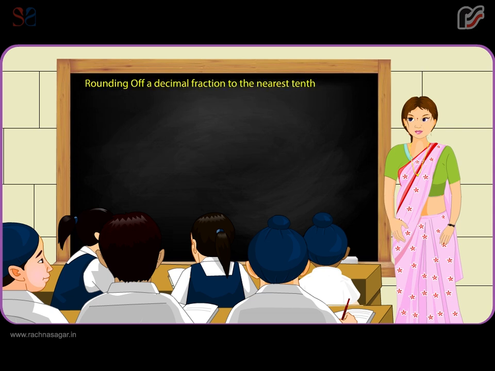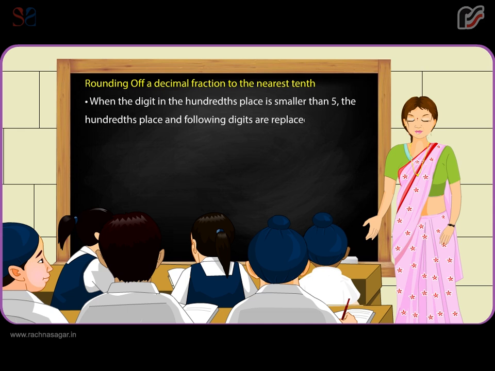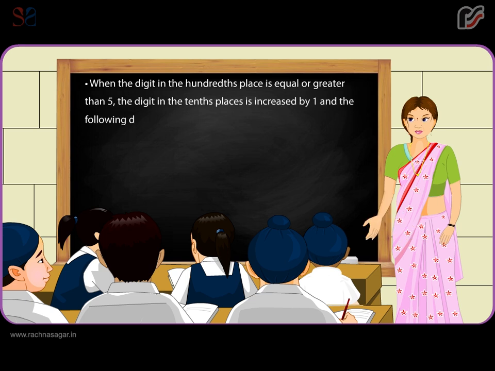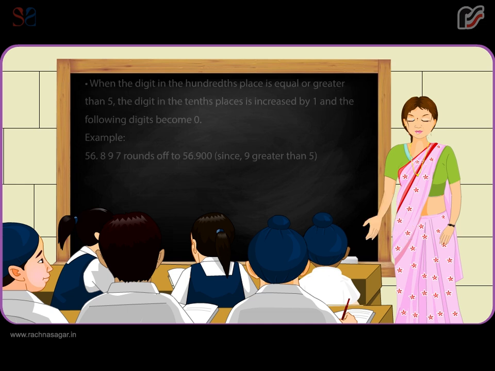Rounding off a decimal fraction to the nearest tenth. When the digit in the hundredths place is smaller than 5, the hundredths place and following digits are replaced by 0. For example, 14.732 rounds off to 14.700 since 3 is smaller than 5. When the digit in the hundredths place is equal to or greater than 5, the digit in the tenths place is increased by 1 and the following digits become 0. Example, 56.897 rounds off to 56.900 since 9 is greater than 5.